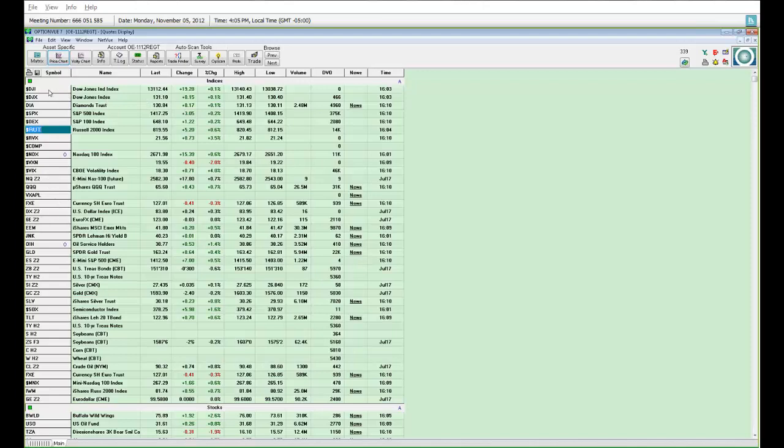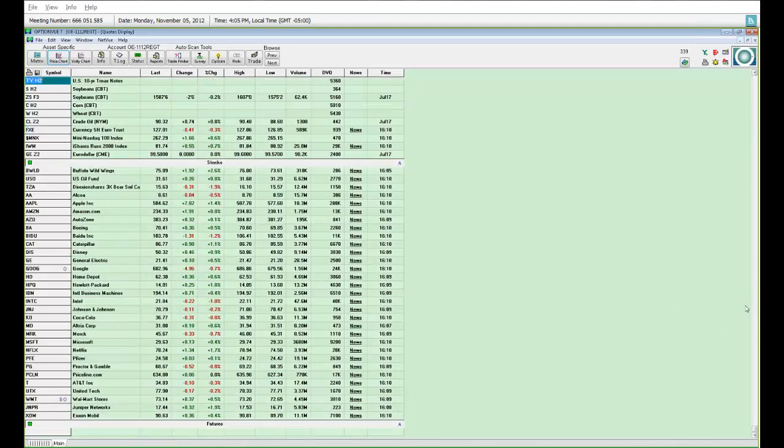Now you're going to see on the left side here a bunch of symbols. Now I don't want you to be confused over that. So what I'm going to do is scroll down to my stocks. Now you guys are familiar with Apple, I'm sure. Maybe even AutoZone. How about Buffalo Wild Wings? Where's that at? Up here.